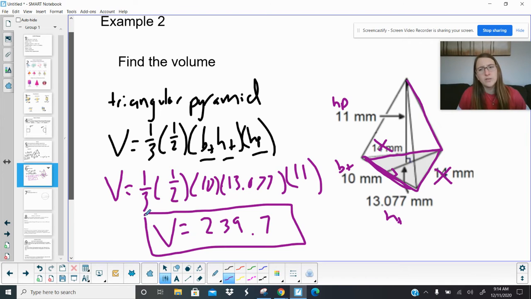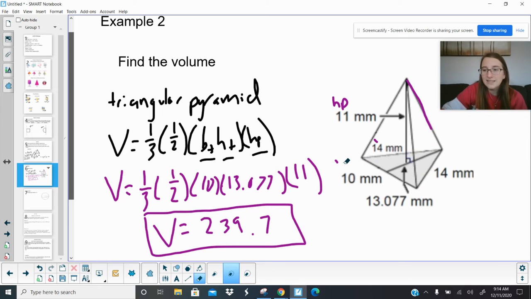The triangular pyramids are probably the hardest to keep straight what the numbers are that we need. Again, when we're talking about the base of the triangle and the height of the triangle, base and height always cross like this. Those are the only two numbers you need, the base and the height of the triangle. This one right here.